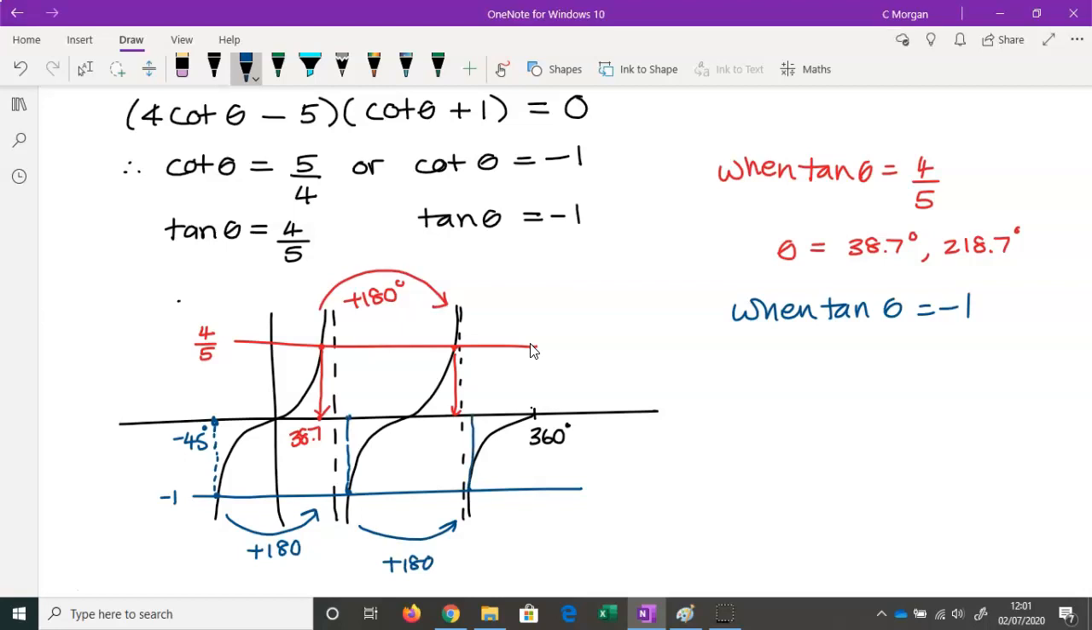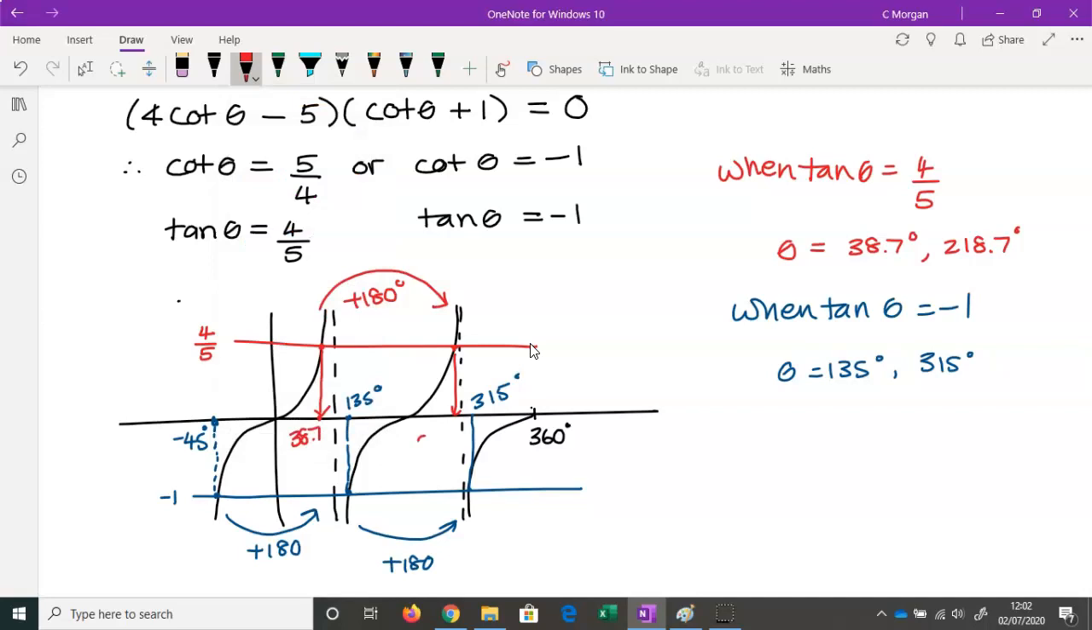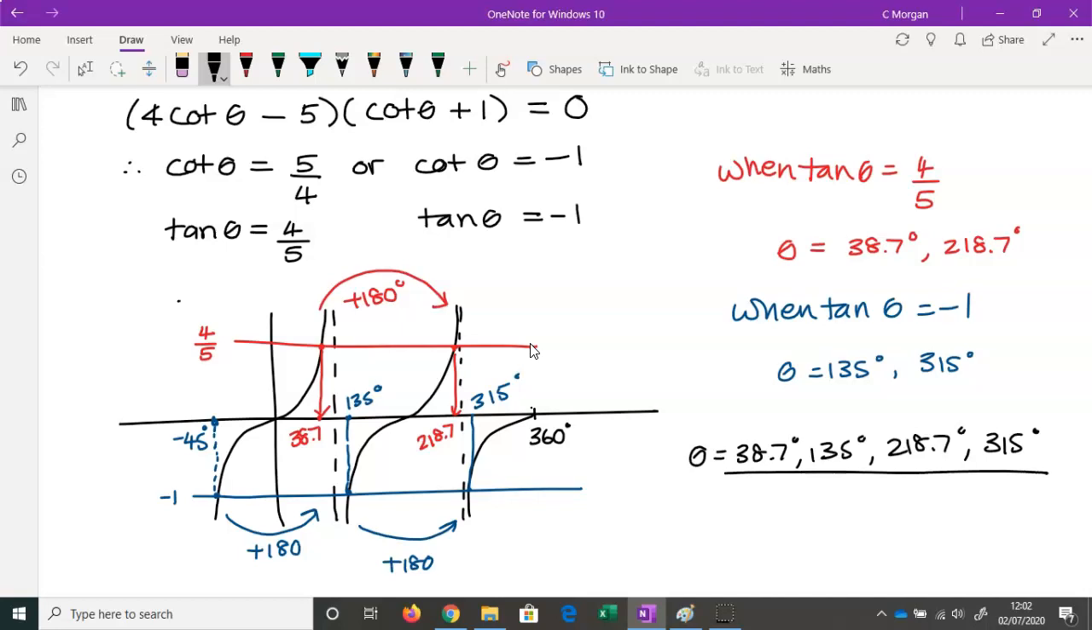So I should see an answer here. So that's going to give me theta is 135 degrees. That makes sense. And if I add on 180 degrees to that, I get 315 degrees, which is there. And if I write my other solution in red on the diagram, I can see that that makes numerical sense. Okay, so I've got four solutions. I'm just going to write them in order. I've got 38.7 degrees, 135 degrees, 218.7 degrees, and 315 degrees. So there were four solutions in that range.